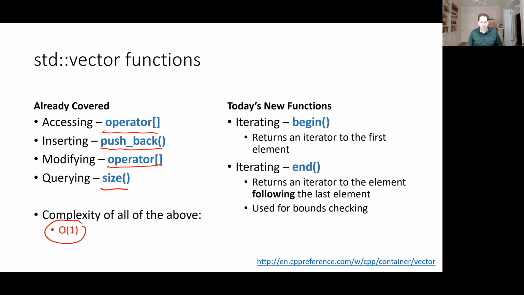Today we're going to learn some new functions. We're going to learn a function called begin, and begin is called on a container class, so it's a member function of a container class, and it returns an iterator to the first element in that container. And there's a matching function called end. Again, you call that with an object from one of these container classes, and it returns an iterator to the element that is just past the end of the container. So there's nothing there, but it indicates I'm just past the end of the container. And you use that for bounds checking, so you can write for loops that go through a whole container.